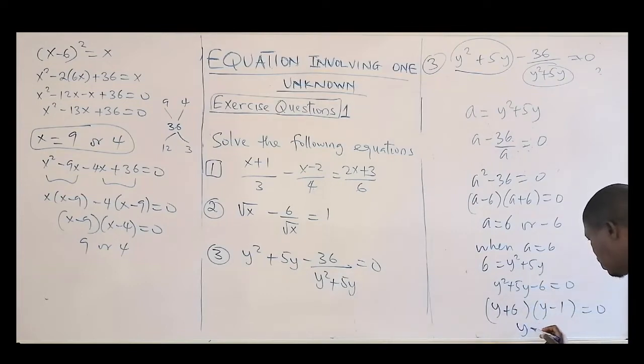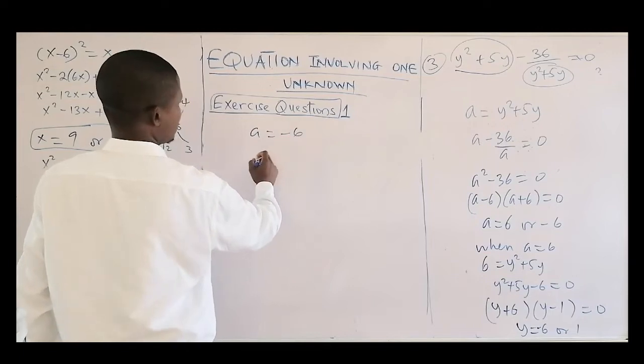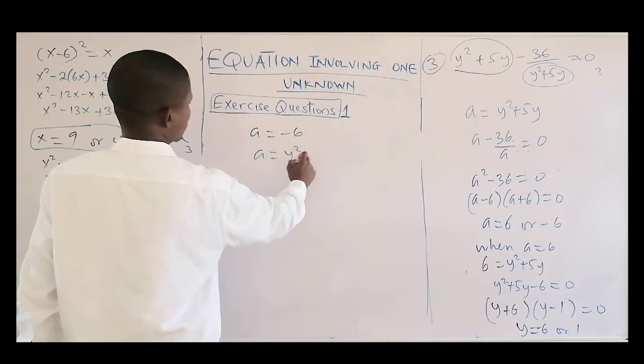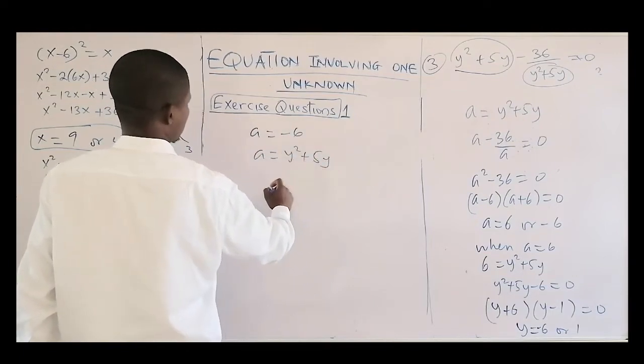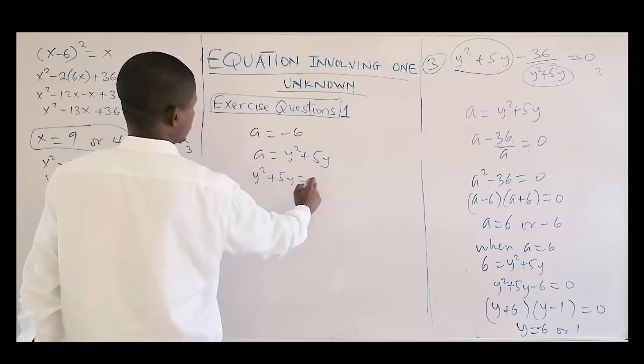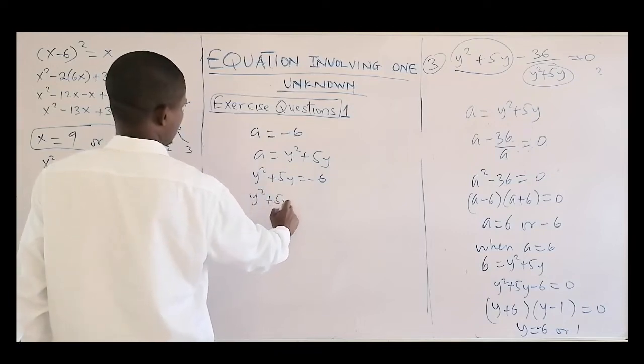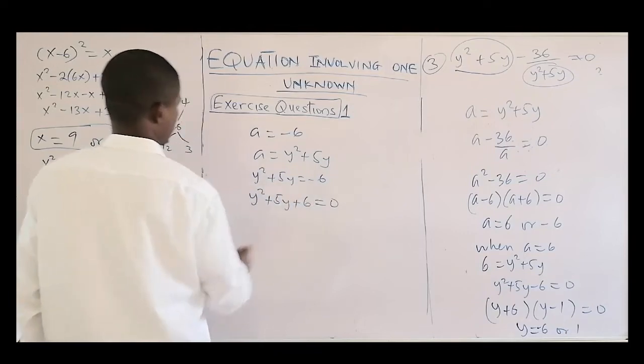So y is equal to what? y is equal to 6 or minus 6 or 1. y is equal to minus 6 or 1 because this will be equal to 0. When it is minus 6, then we have a equal to y squared plus 5y. Okay, and that's equal to what? y squared plus 5y equal to minus 6. y squared plus 5y plus 6 equal to 0.